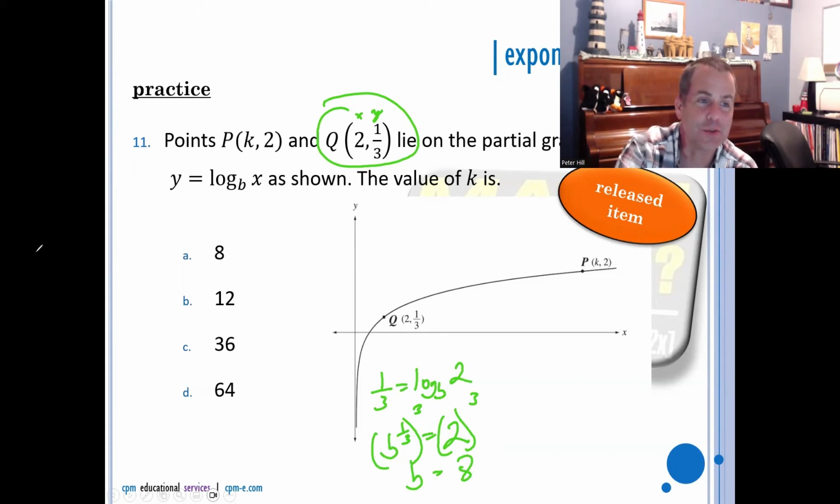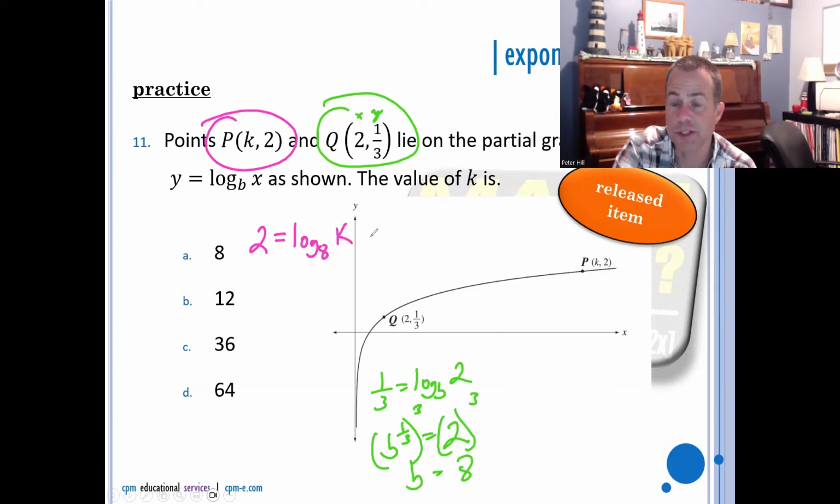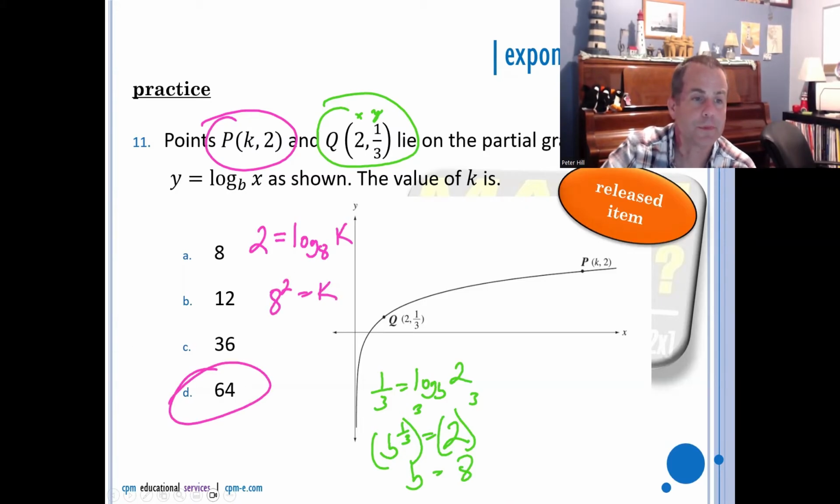Then I can use the next point, which is k comma 2, looking at that as 2 equals, just plugging in 2 for y, log base 8, I know that now, of k. Switch this to exponential form, and I get 8 squared equals k, so my answer would be 64.